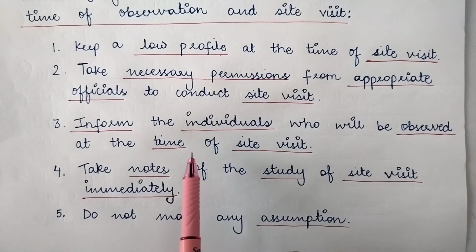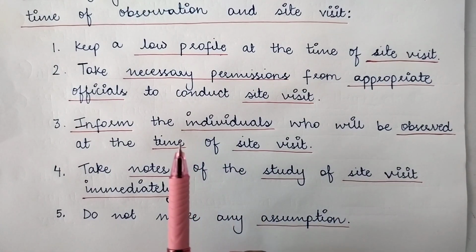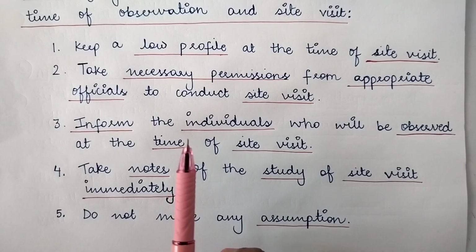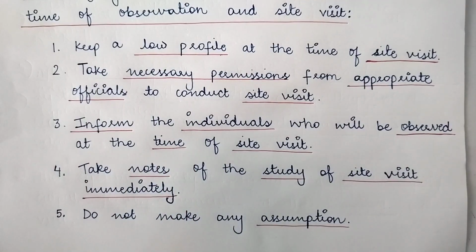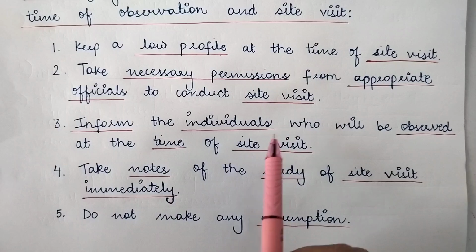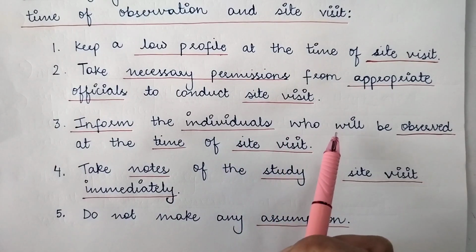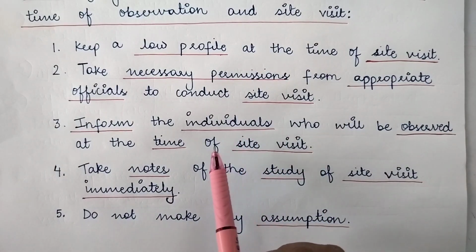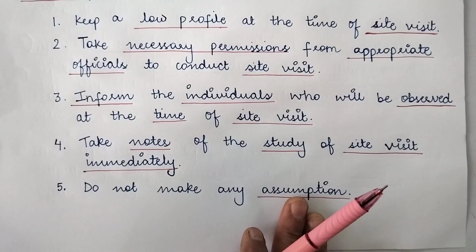Inform the individuals who will be observed at the time of the site visit. See, the organization has a large number of people working for them, and it is not possible to observe each and every person. There will be a few key people who will be observed during the site visit. So whosoever those individuals are, they must be informed in advance about the site visit, and that they will be observed during the site visit.